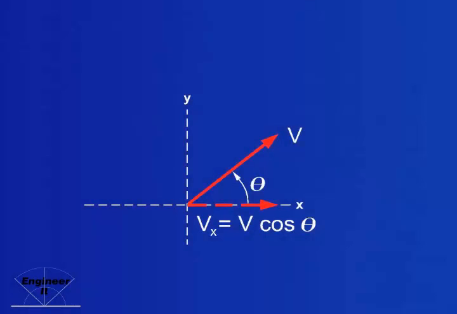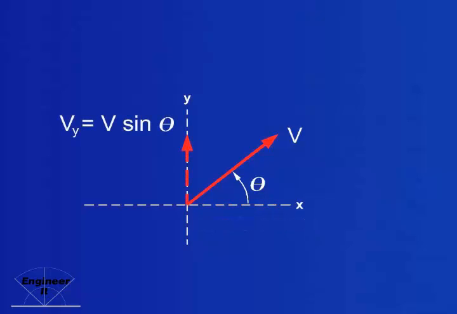What do you think happens between 180 degrees and 360 degrees? Can you verify that the positive and negative directions of the vy component work for the sine of theta?